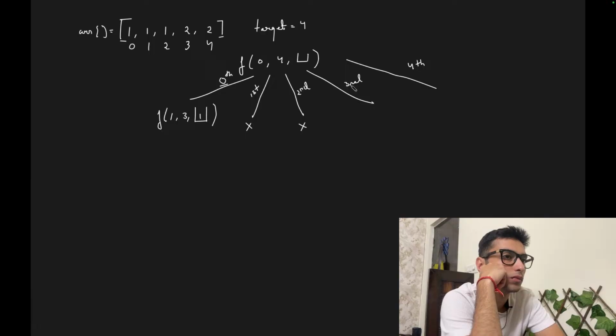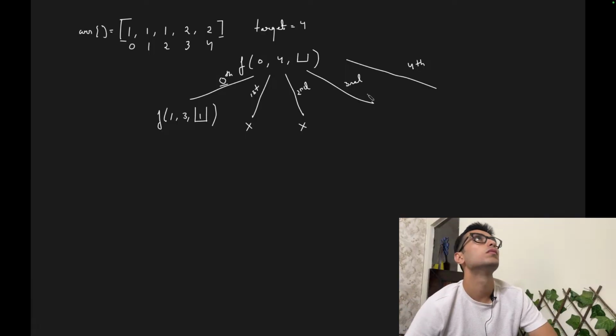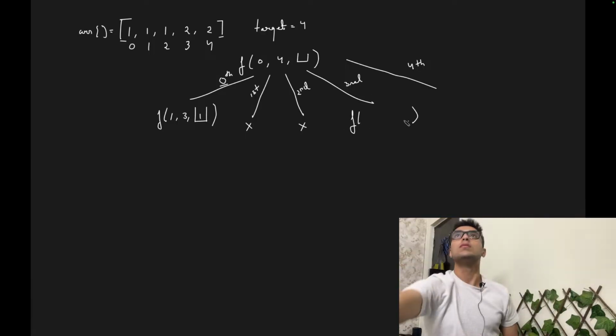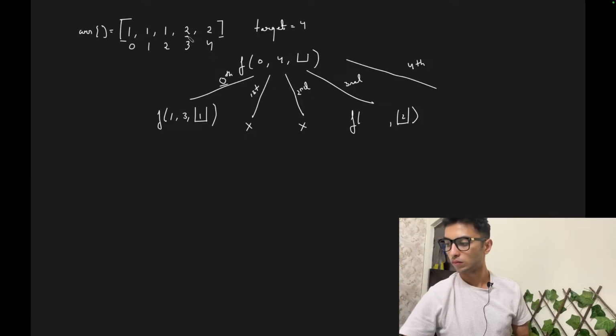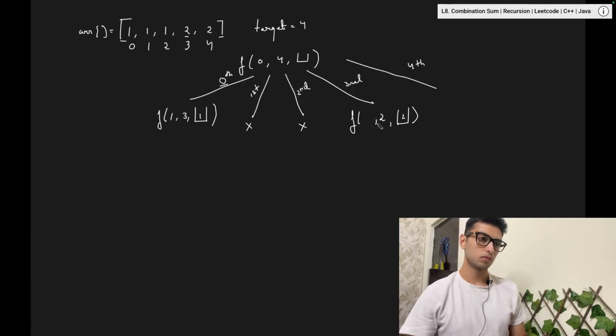Now for the third index, can I pick 2 as the starting element? Obviously I can. So if I pick it up, my data structure will obviously have the element 2. What about my target? If I'm picking someone which is a value 2, my target will get reduced by a value 2. Hence, it will be reduced to 2. What about the index? Now remember one thing.